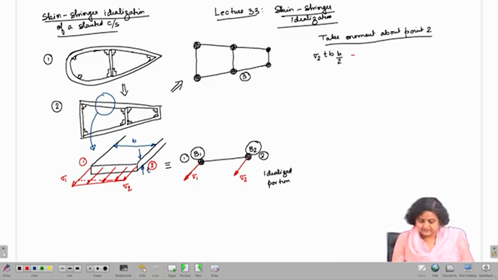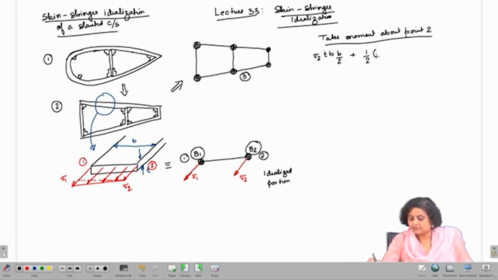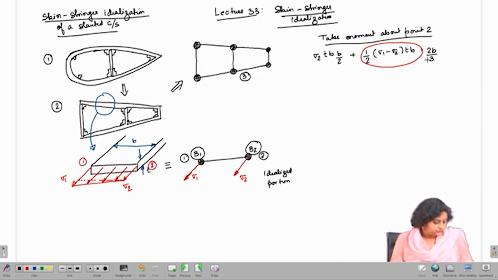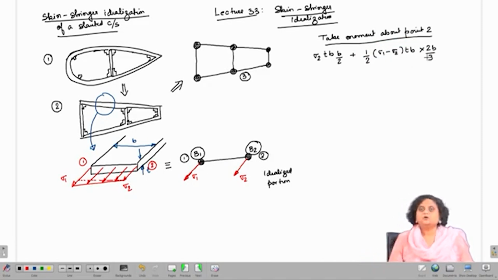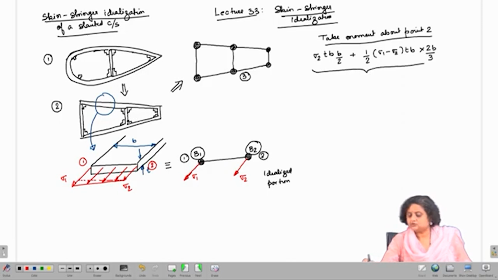Now, let us take the triangular portion. For the triangular cross section, I will have half into sigma 1 minus sigma 2 into T into b as the total force, and that is going to have a moment arm of 2b by 3 about point 2. So, this left hand side is coming from the actual portion of the cross section.